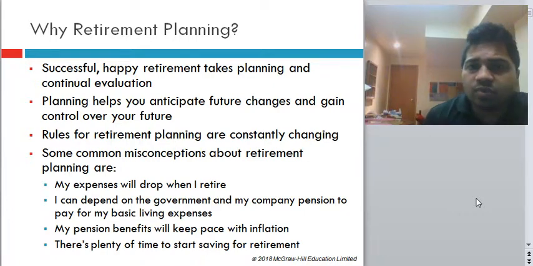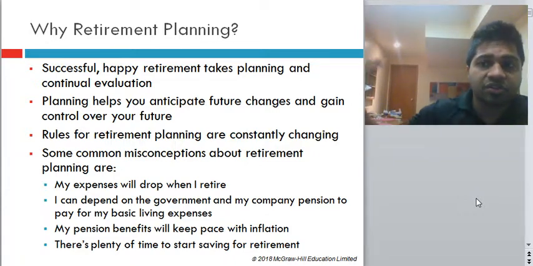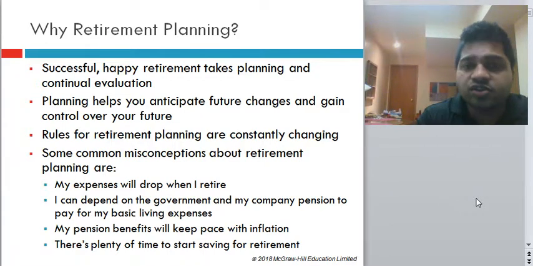So why do you plan for retirement? A successful, happy retirement takes planning and continual evaluation. Planning helps you anticipate future changes and gain control over the future. You have been independent in your working life, and you would love to be independent even in your retirement. Rules for retirement planning, for example, government pensions and all, are constantly changing, so you need to understand them.